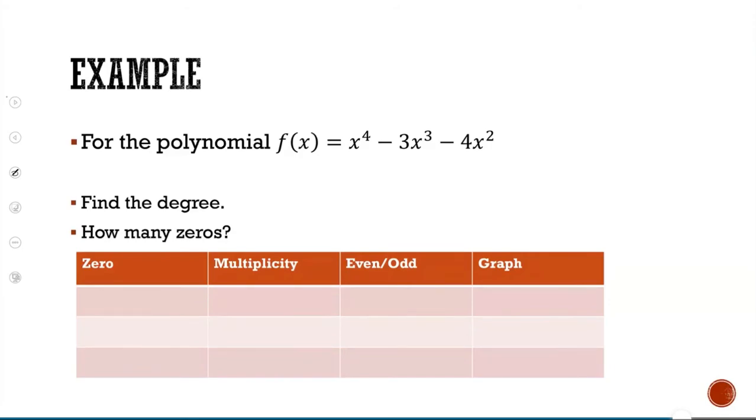Right, so I can go ahead and say that the degree on this one would be what? 4. 4, and then it would have 4 zeros. So that part's not too bad. And I know that I'm supposed to set this equal to 0.